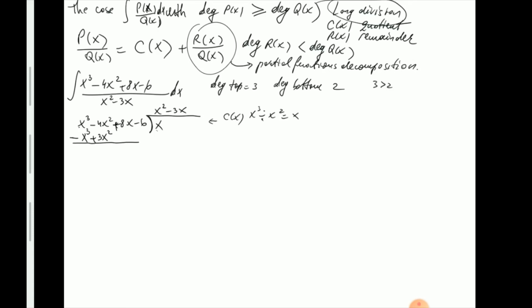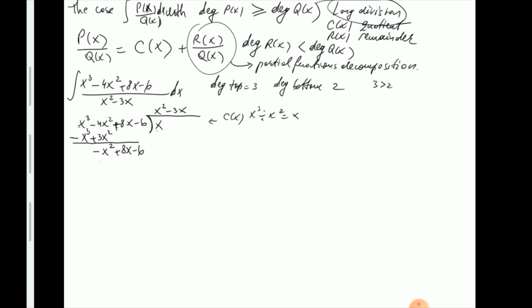Add the 2, so you will always need to have a cancellation of the leading coefficients. So minus 4 plus 3, that's minus x squared, plus 8x minus 6. And you continue with the same type of step until you end up with a degree strictly less than the degree of the denominator, which is 2 in this case.